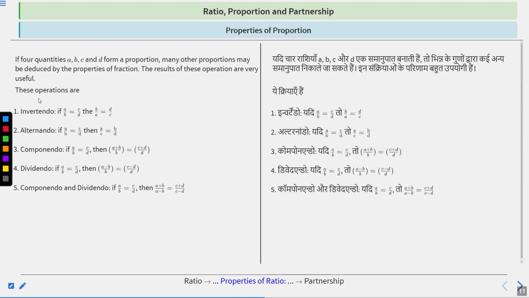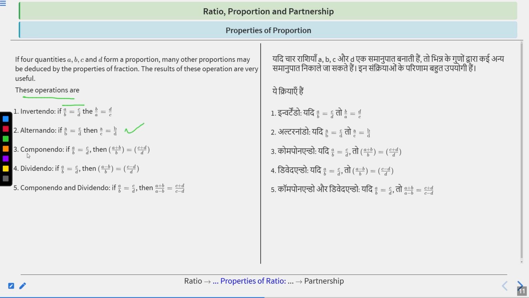Now these operations are some important results we can form from the proportion law. The first formation is invertendo. Clear? Invertendo means if A by B equals C by D, then we can say that B by A equals D by C. Inverted. The next one, second, is alternando. Alternando means if A by B is equal to C by D, then we can say that A by C is equal to B by D.